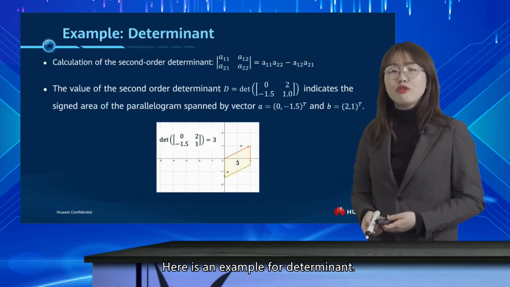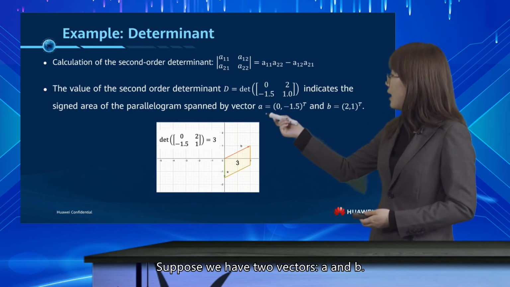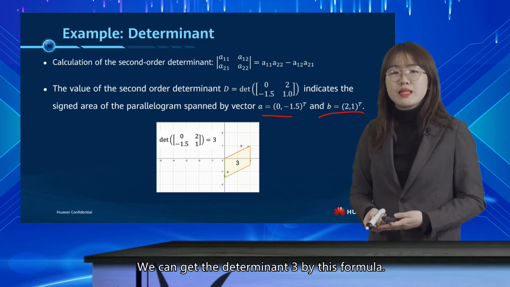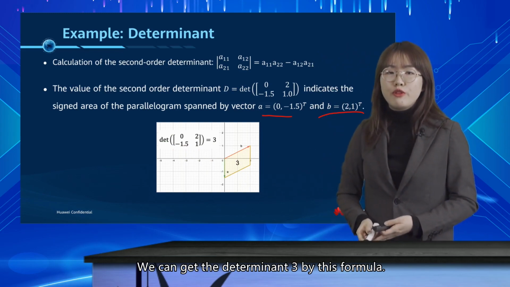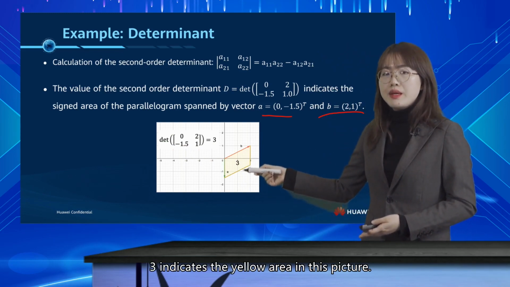Here is an example for determinants. Suppose we have two vectors, A and B, and we can get the determinant 3 by the formula. 3 indicates the yellow area in this picture.